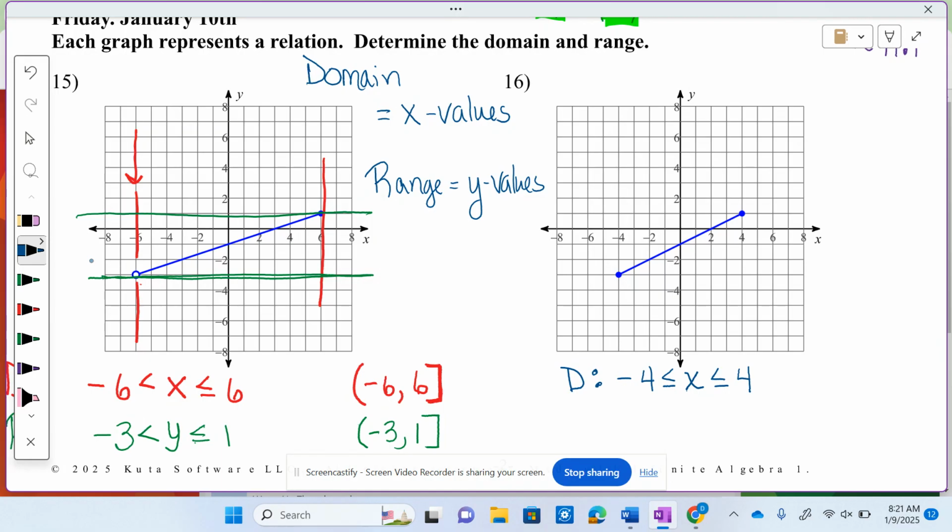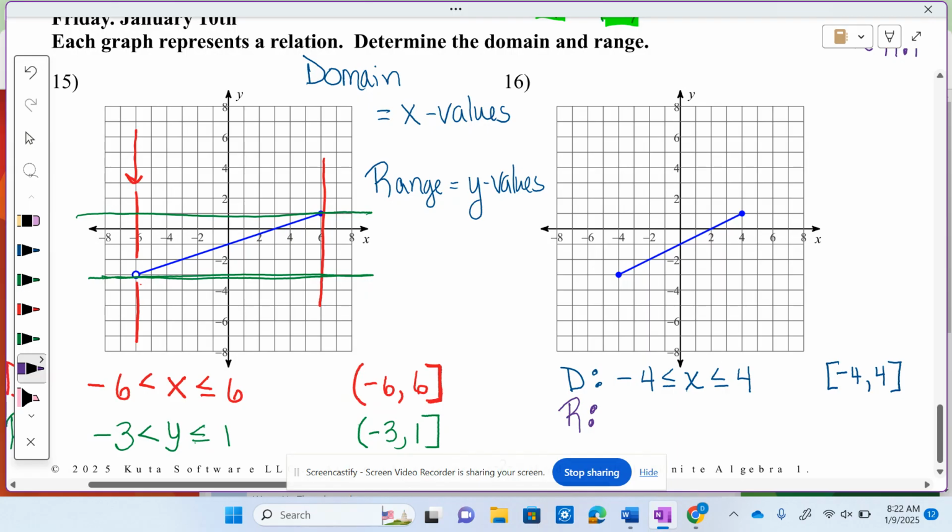If the number's included, we use a bracket. So bracket, -4, comma, +4, bracket. That just says that your domain runs from -4 to +4, including both of those numbers. Okay. What about our range? Who can do the range? Someone else.